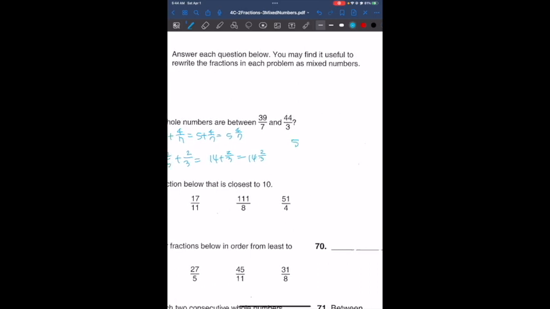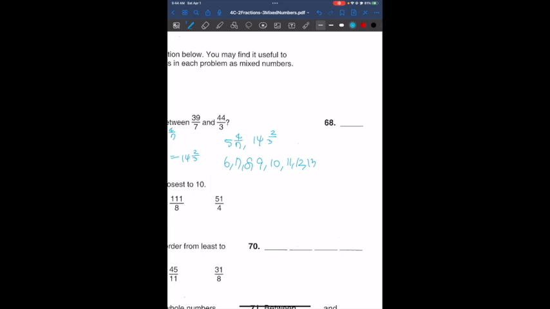And so comparing 5 and 4/7 to 14 and 2/3, the whole numbers in between are going to be 6, 7, 8, 9, 10, 11, 12, 13, and 14. And so that's going to be 9 different whole numbers.